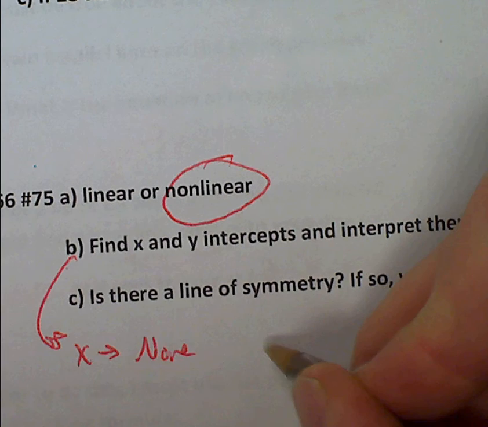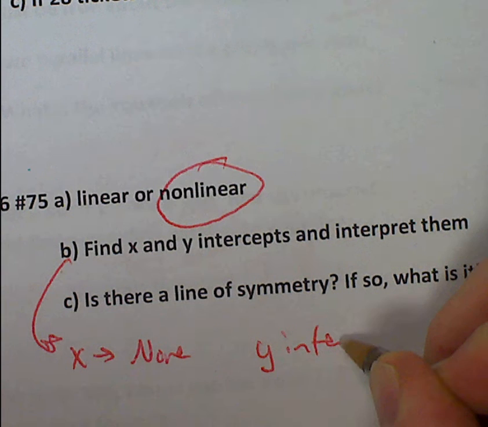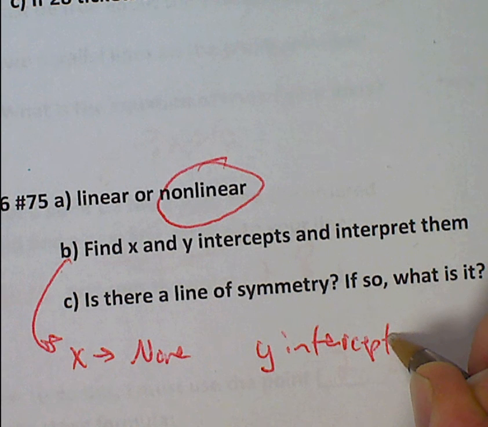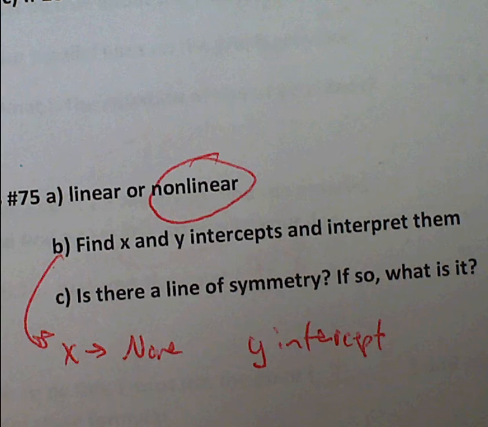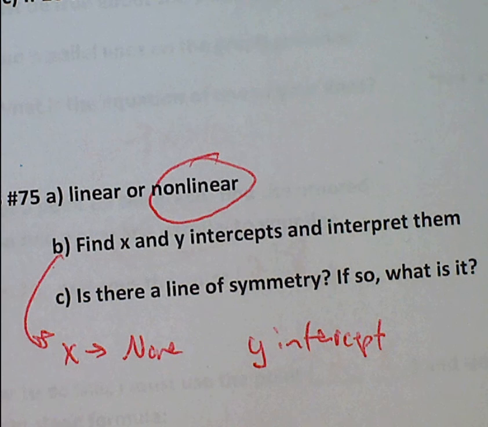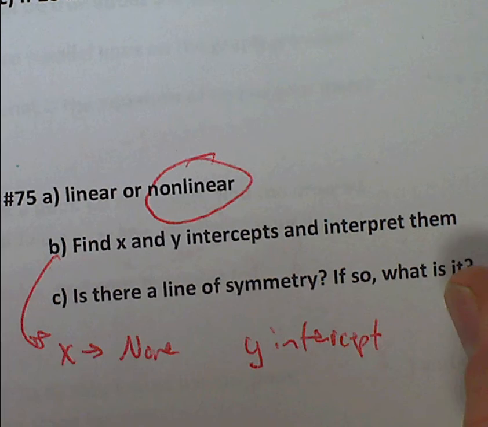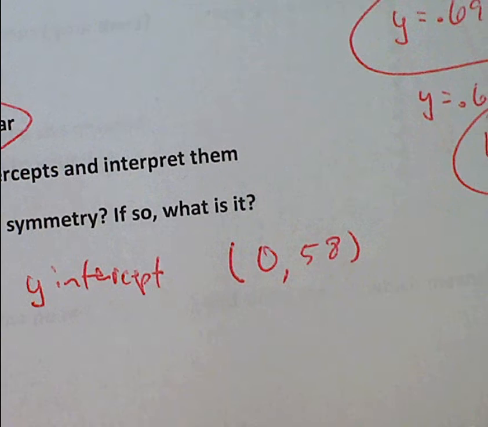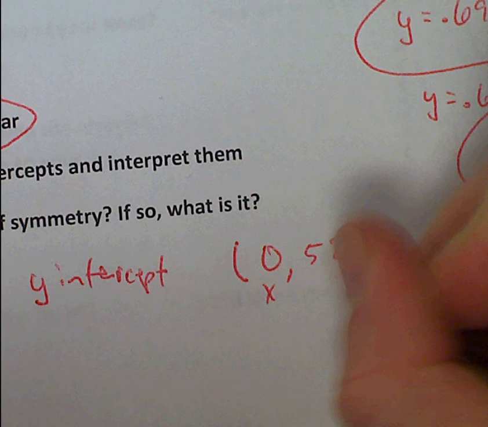What is my y-intercept? They are counting by 20, or they skip some values, but there's 80, and if I take 80 minus 20, that's 60. So my y-intercept is probably around 58. It's slightly below. That's my x and that's my y.